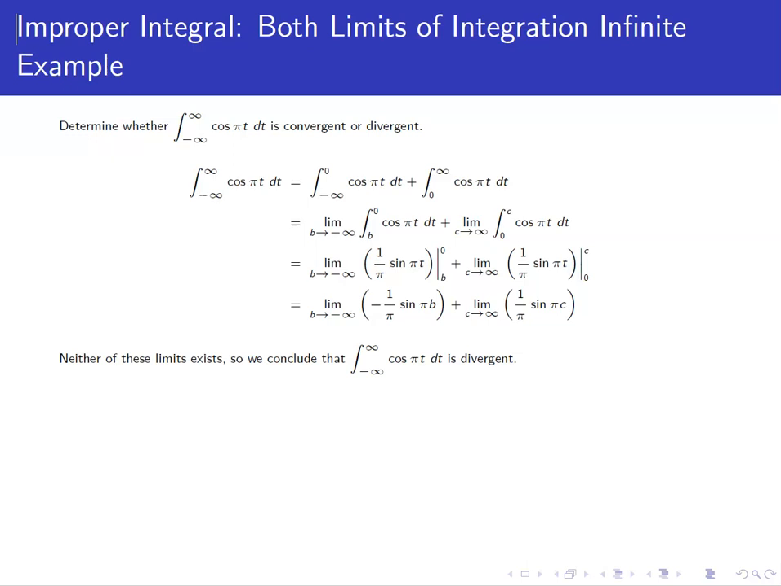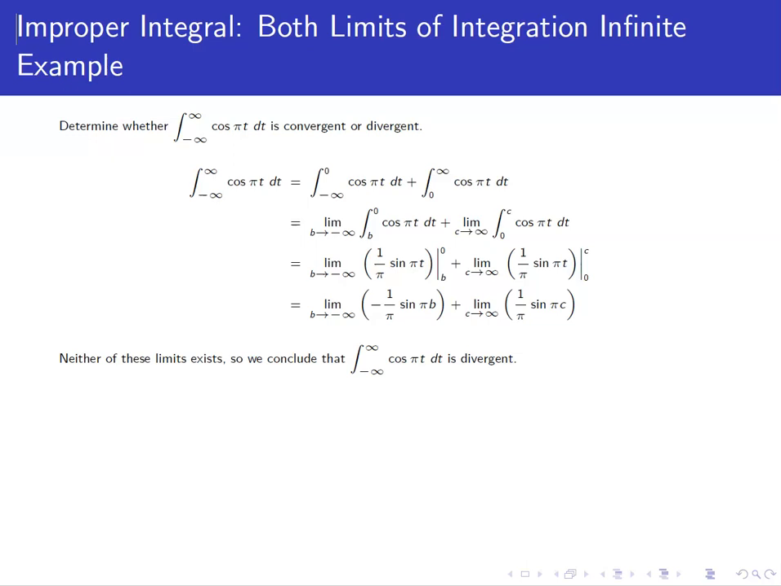In order for the original integral to converge, we have to have both of these new improper integrals we just created to converge. If even one of them does not converge, the whole thing diverges. We get to pick any point we want, so we'll pick 0. That's pretty convenient. So we'll rewrite the integral as the integral from minus infinity to 0 of cosine of pi t dt plus the integral from 0 to infinity of cosine pi t dt.